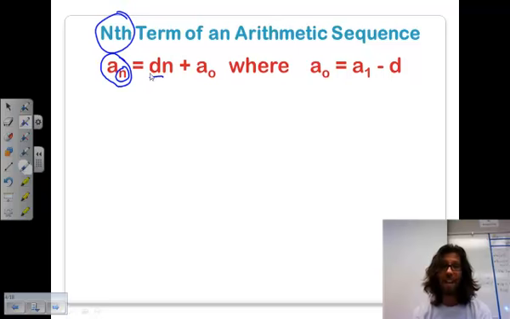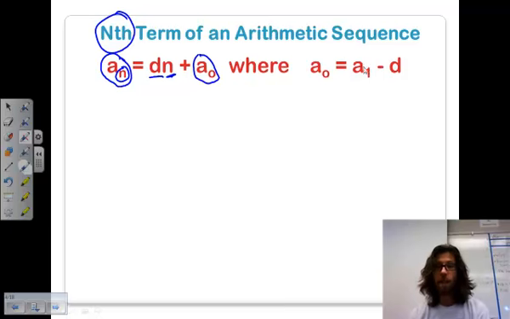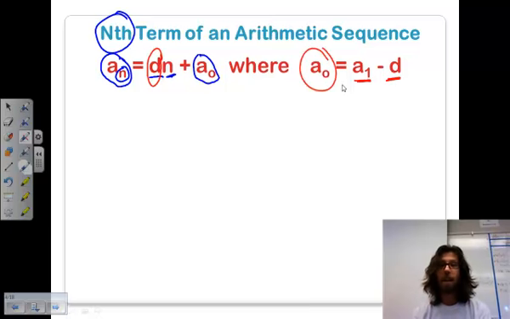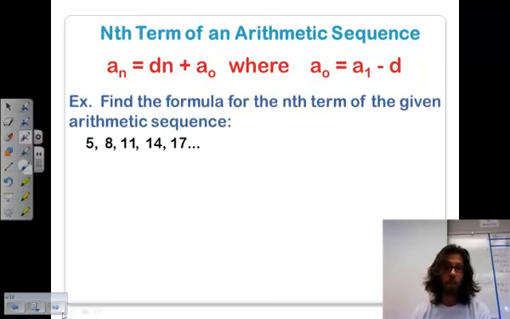That constant change, and again, if you notice, this looks just like slope-intercept form: that constant change times whatever number we're looking for, plus the initial number, which would basically be our y-intercept. Now, we find the y-intercept by simply taking the first number in the sequence and going backward one of those constant differences. So we take a1 and then we subtract the difference between all of the numbers in our sequence, and that gives us a sub 0, or basically our initial value. Okay?